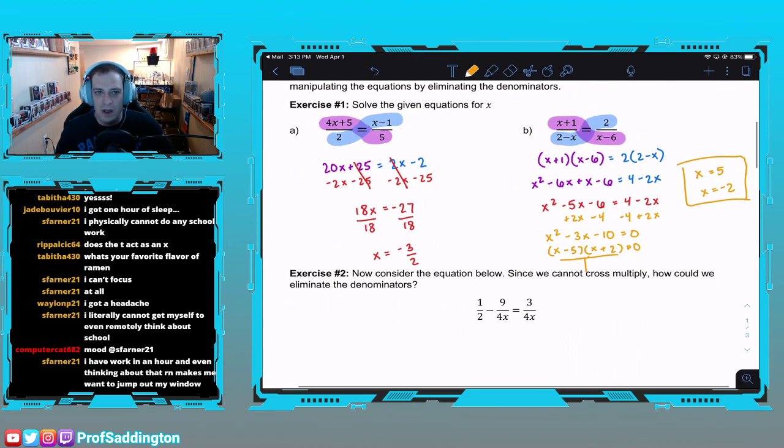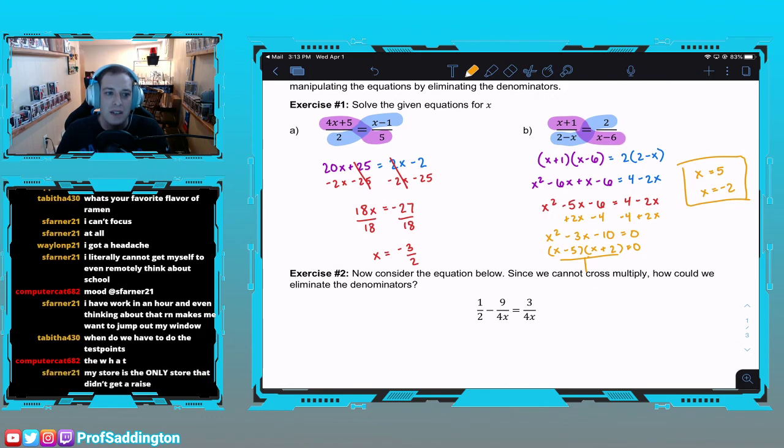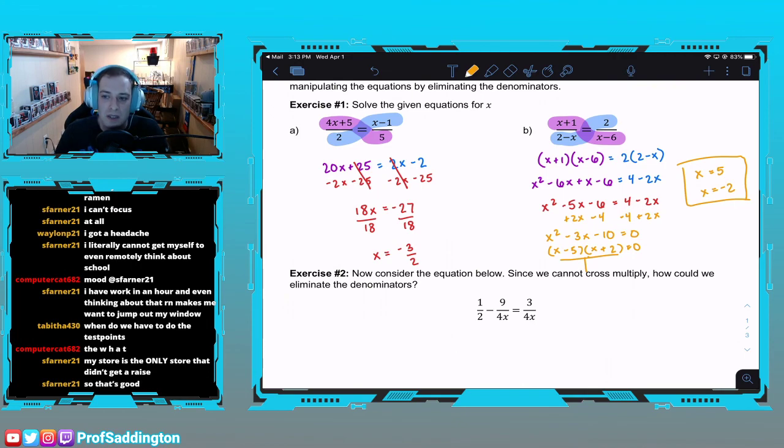But overall, exercise number 1A and 1B, those are ones that we've already done in the past. You guys have been doing cross multiplication. You've been solving. You guys have been fine with that. Test points, Tabitha, is if there is less than or greater than signs. If there's no less than or greater than signs, then you don't have to worry about it.